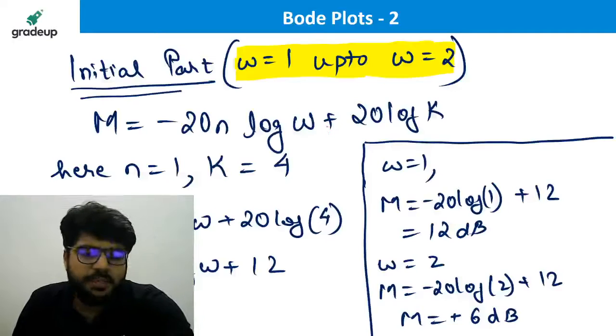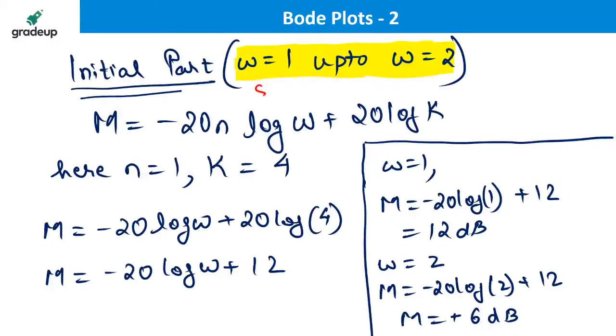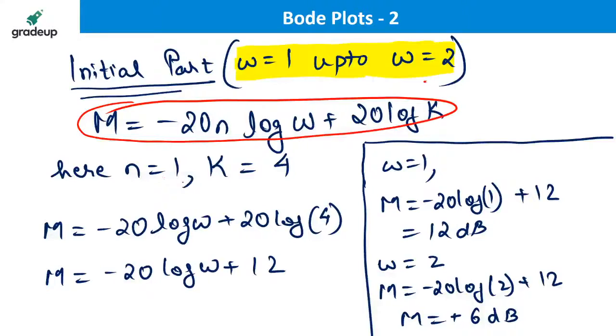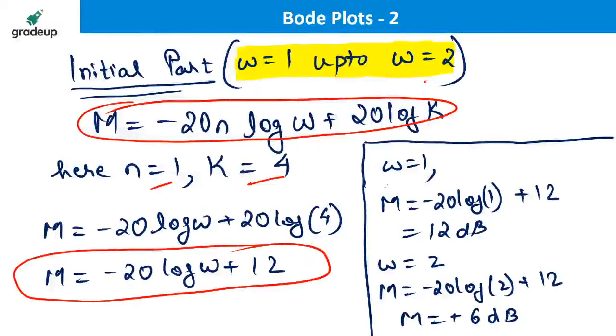Then we talked about the initial part of the Bode plot, from the starting frequency up to the first corner frequency. Using the important formula for the initial part, minus 20 N log omega plus 20 log k, with N equal to 1 and k equal to 4 substituted, we got the magnitude function, minus 20 log omega plus 12. We calculated the magnitude at both ends of the initial part, omega equal to 1 and omega equal to 12. The results are 12 dB and 6 dB.